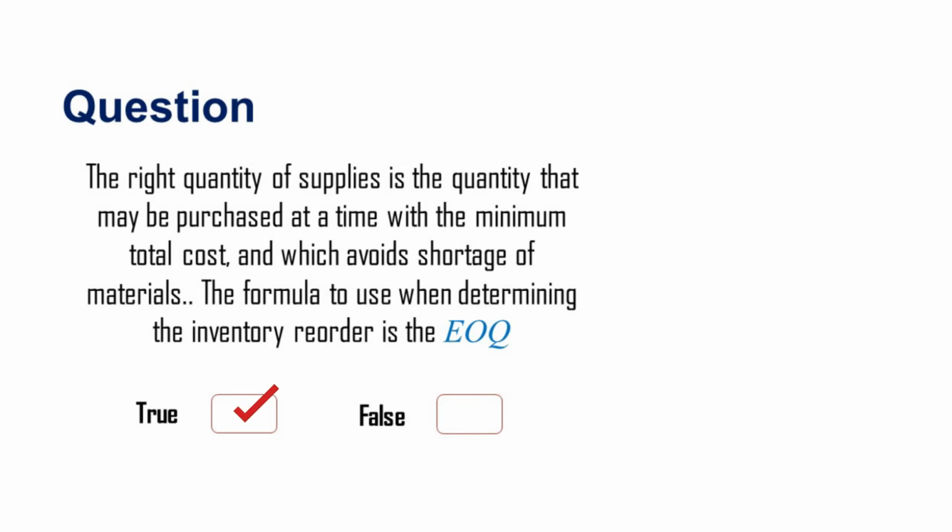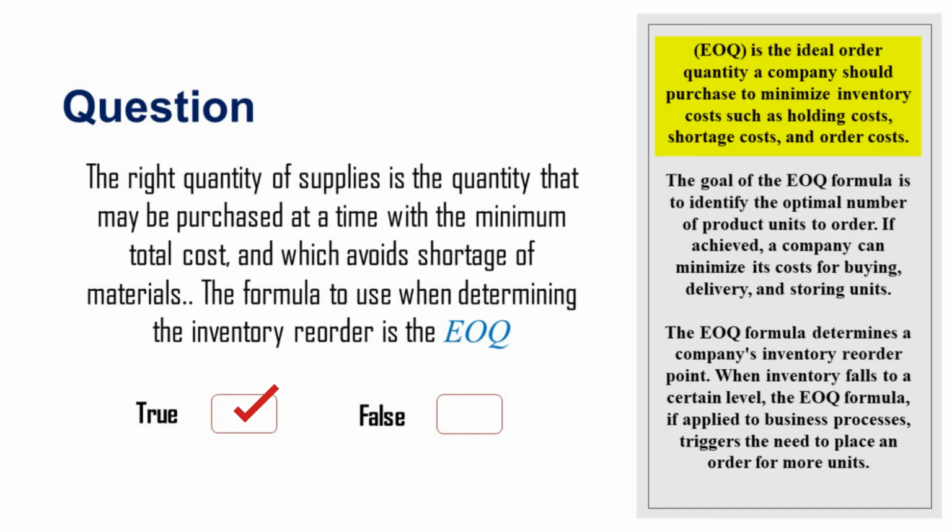If you indicated true, that is correct. As was mentioned before, EOQ is the ideal order quantity a company should purchase to minimize inventory costs such as holding costs, shortage costs, or order costs. The EOQ formula determines the company's inventory reorder point. When inventory falls to a certain level, the EOQ formula, if applied to the business process, triggers the need to place an order for more units.